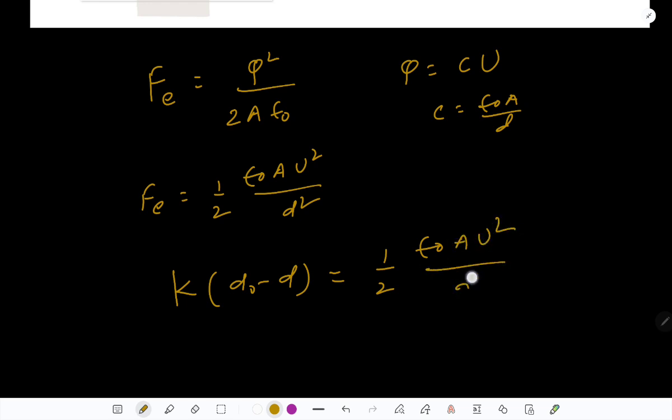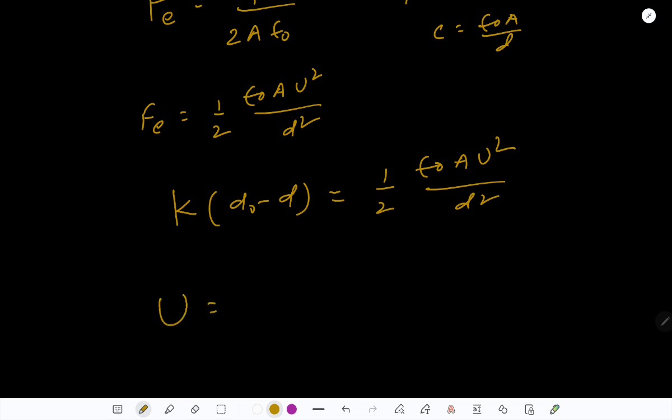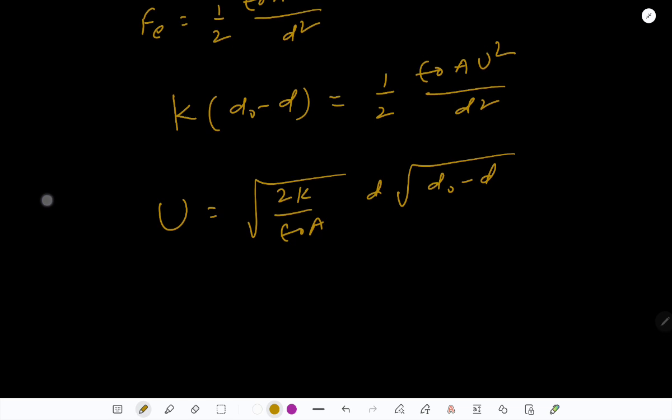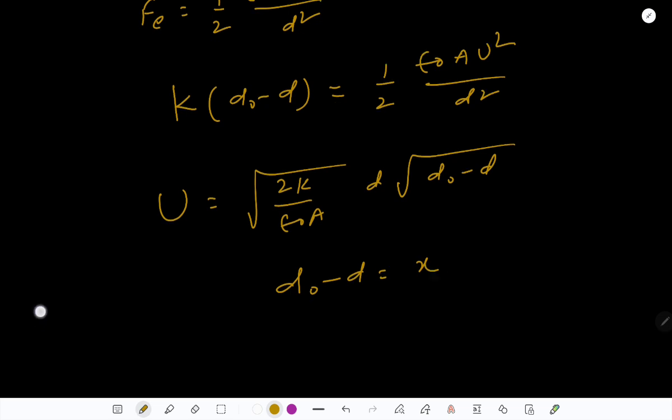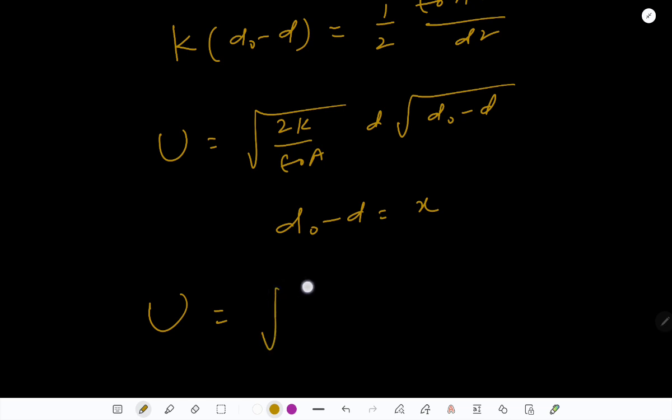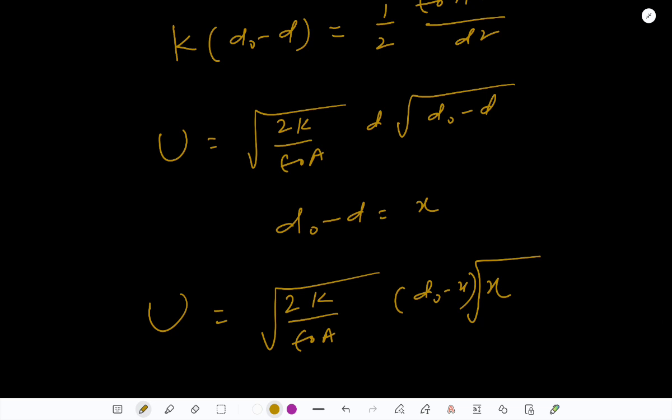A U squared by D squared, and from here you can find the value of the potential difference as simply as 2k by epsilon naught A times D times the square root of D naught minus D, and since D naught minus D is the compression in the spring, call it X, you can write this expression as U equals the square root of 2k by epsilon naught A times D. You can write D as D naught minus X, and D naught minus D as X. So the next result is going to be root X, and this is the solution, I think.